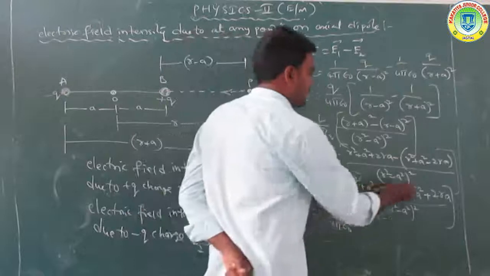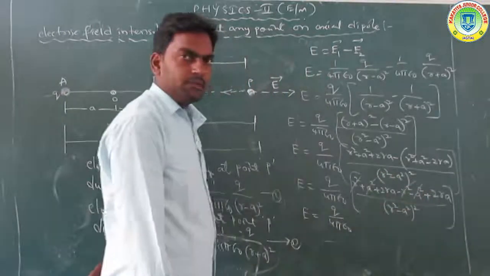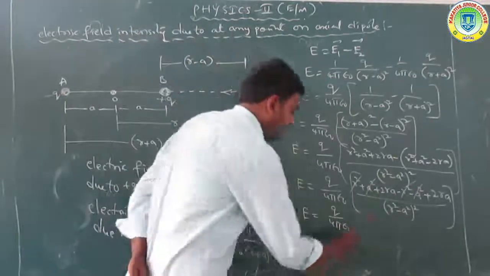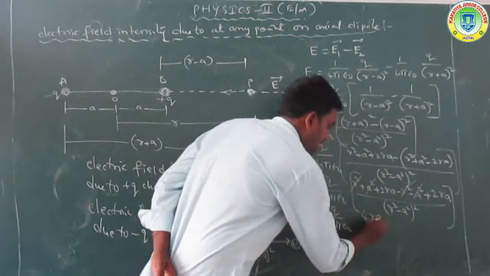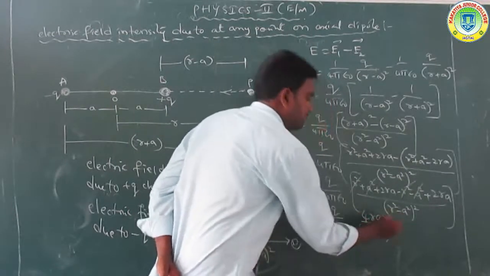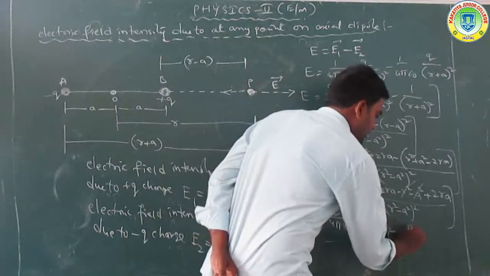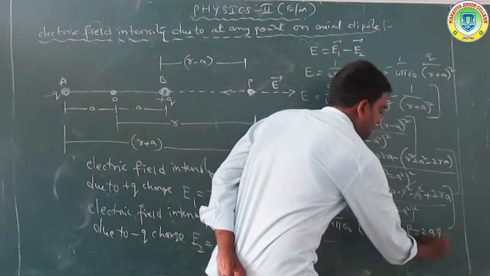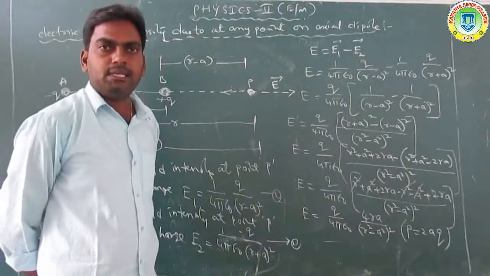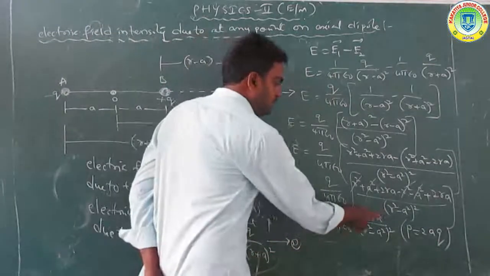Now next one, E is equal to Q by 4 pi epsilon. So R square cancels, A square cancels, and the remaining equation we get is 2RA plus 2RA, 4RA, by (R square minus A square) whole to the power of square. Now the electrical dipole moment P, we already know that P is equal to 2AQ.